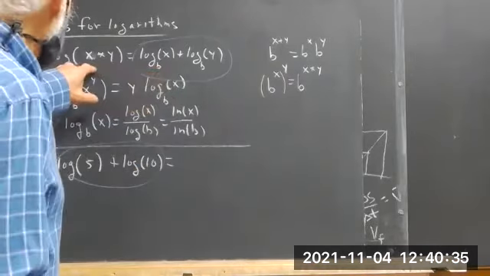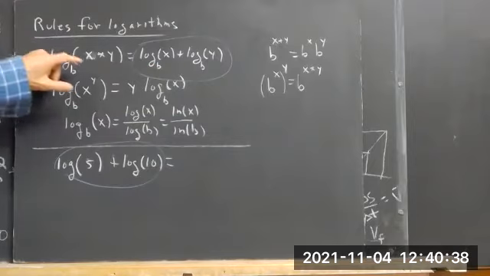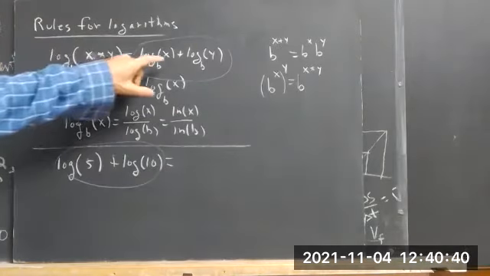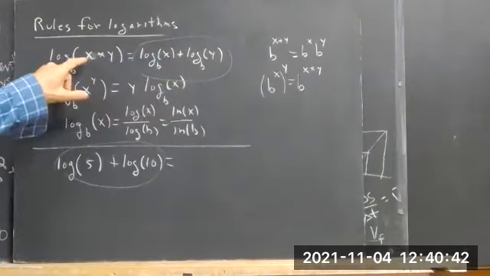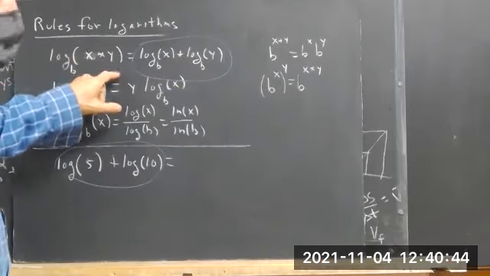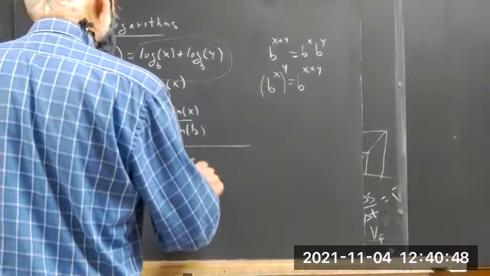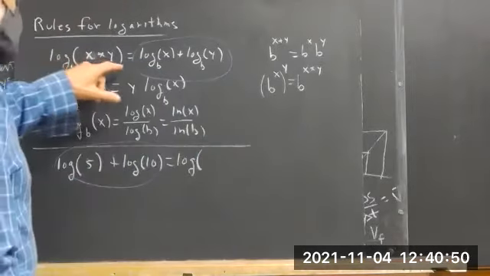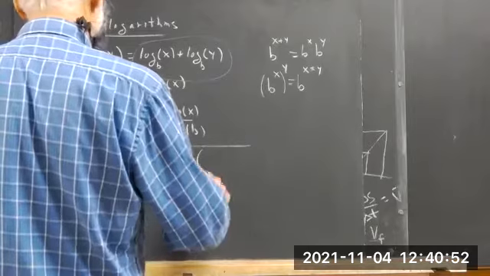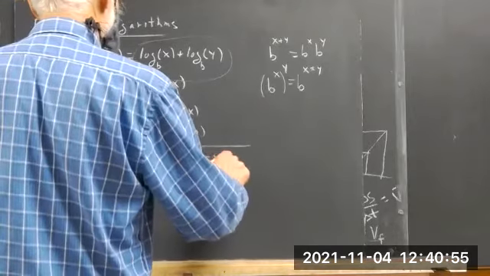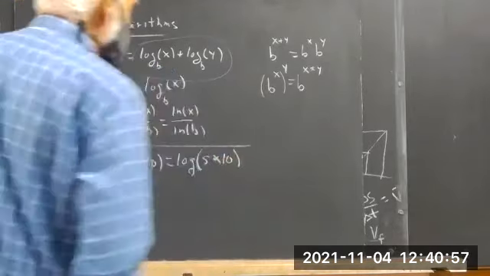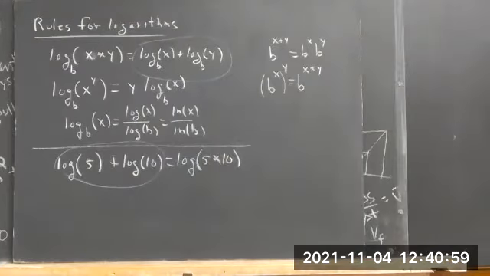Well, you look over here. It's the log of x plus a log of y is a log of x times y, right? It's a log, so you got to write down that log. And then it's this times this, which is okay. Make sense?